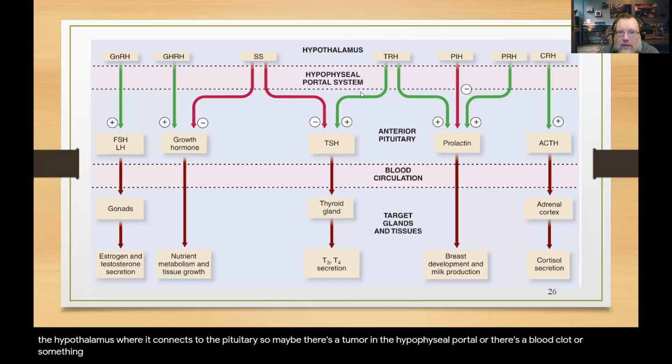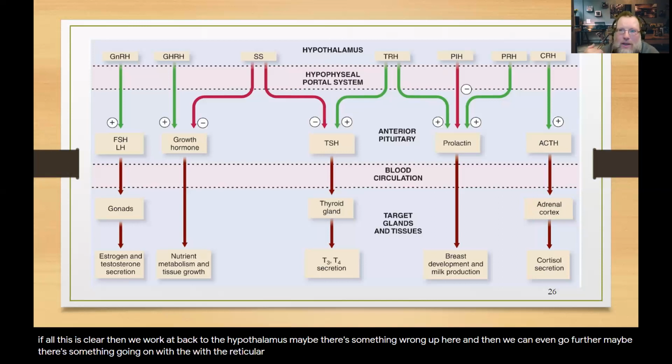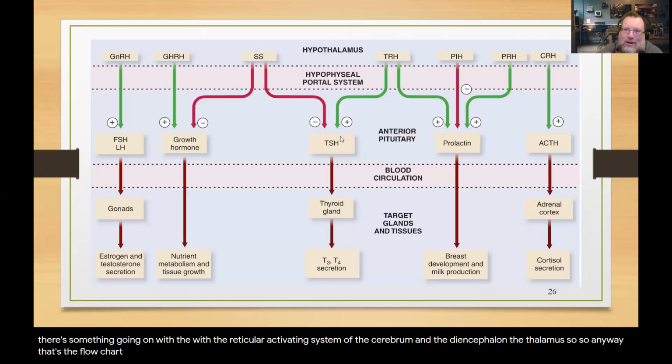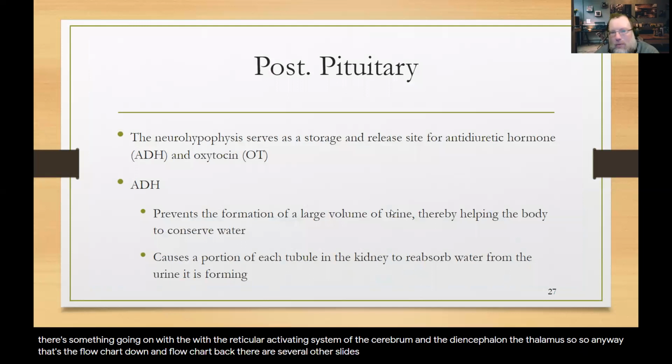If all this is clear, then we work it back to the hypothalamus. Maybe there's something wrong up here. And then we can even go further. Maybe there's something going on with the reticular activating system of the cerebrum and the diencephalon, the thalamus. So anyway, that's the flow chart down and flow chart back. Okay. There are several other slides in here. I'm going to wrap this up.